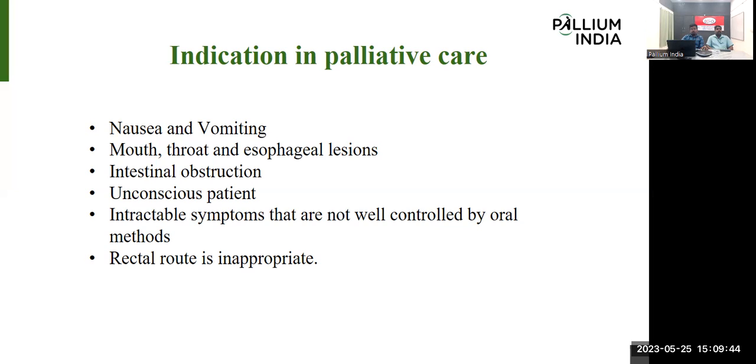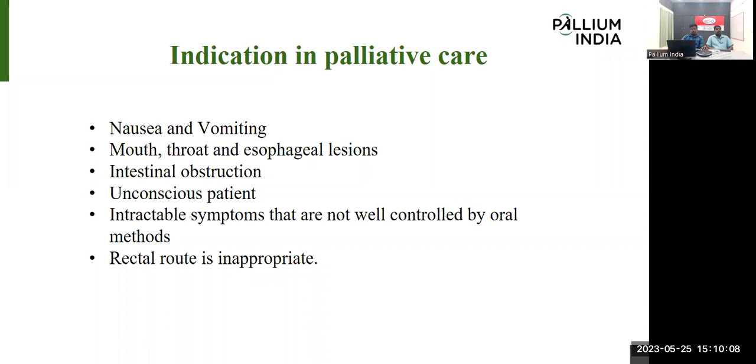Then we can give some medications, for example tablet morphine, whatever dose the patient is taking orally. But now the patient is unable to swallow, then we can give the same dose of morphine rectally. We can make it as a paste form and apply it on the rectal region.